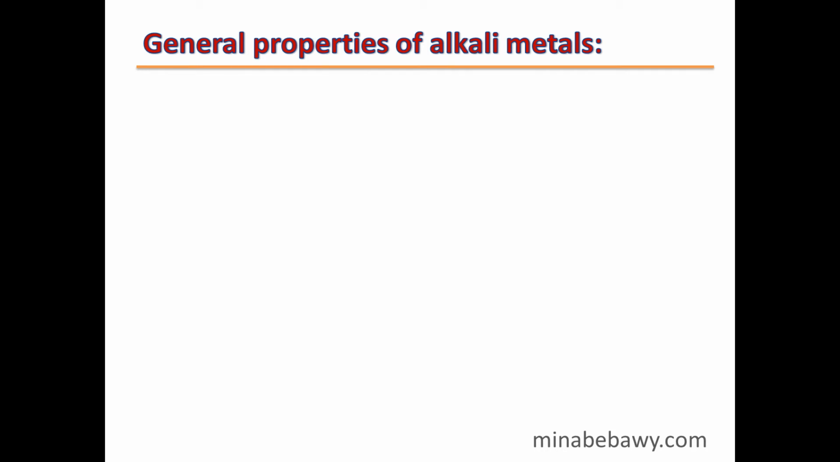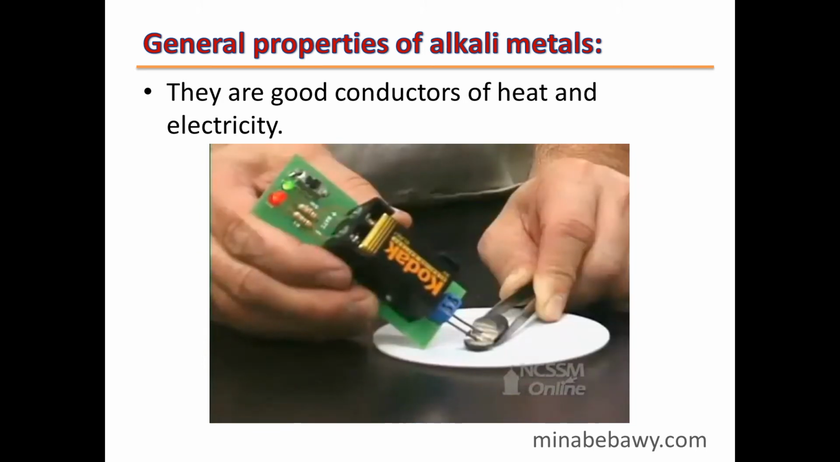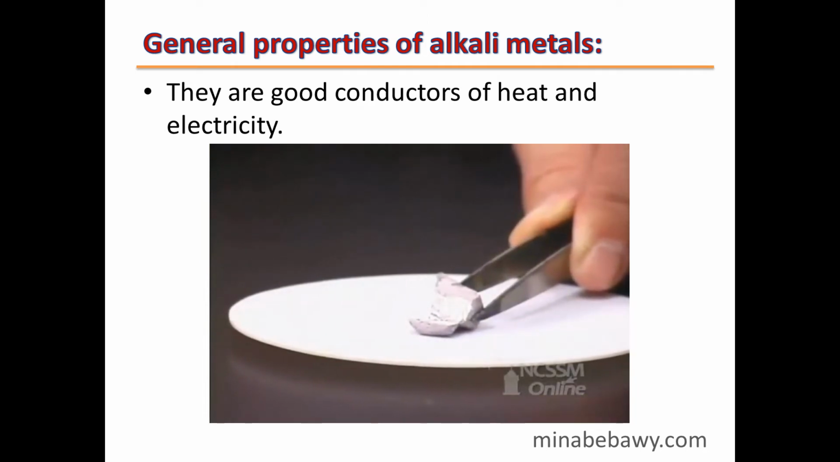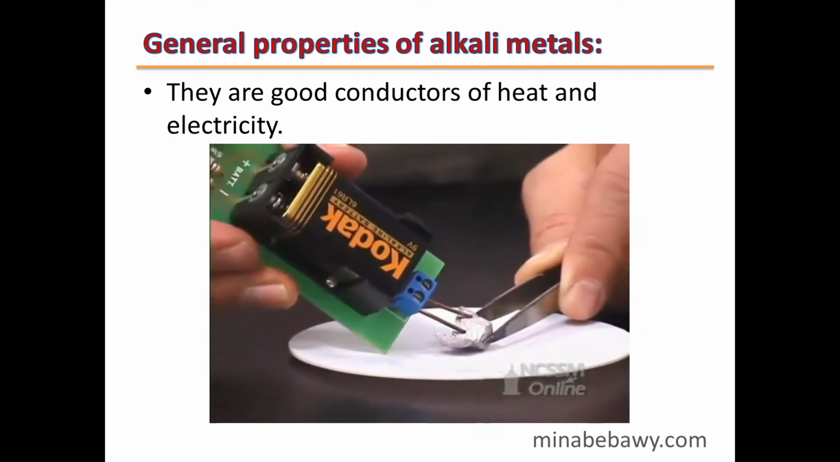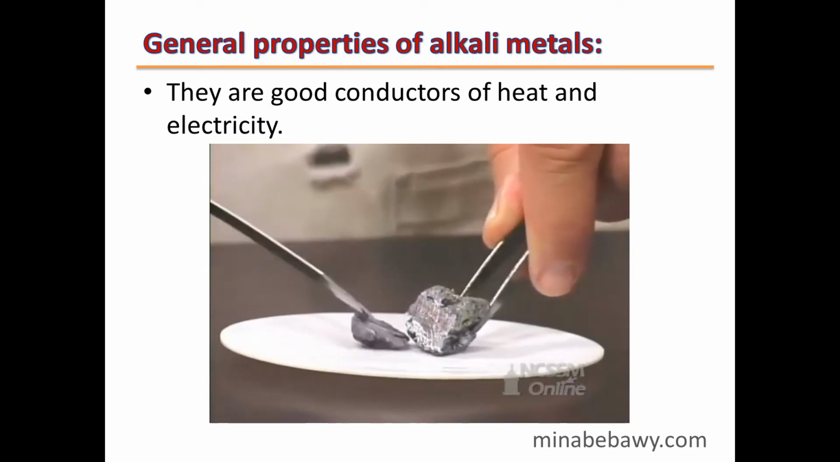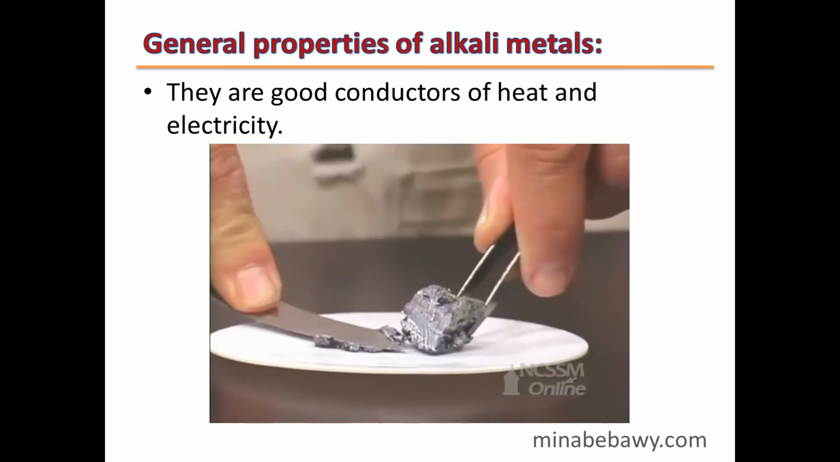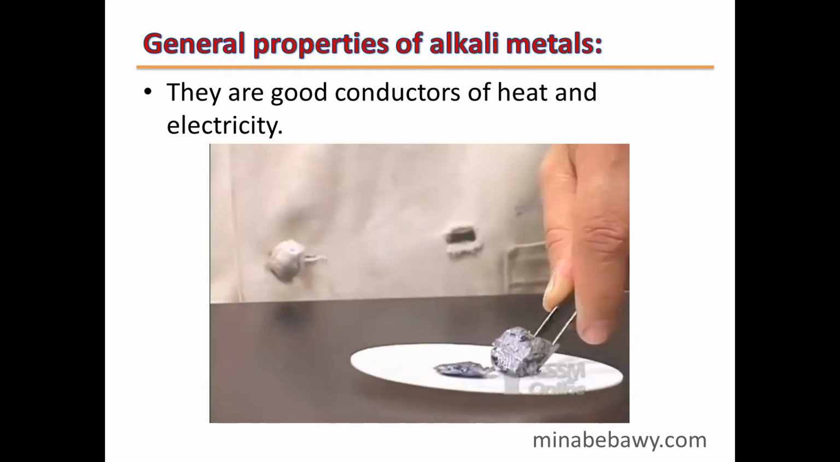Properties of alkali metals. They are good conductors of heat and electricity. This is lithium, which is a good conductor of electricity. Sodium also is a good conductor of electricity. Finally, potassium, also a good conductor of electricity. So all elements of group 1A are good conductors of heat and electricity.